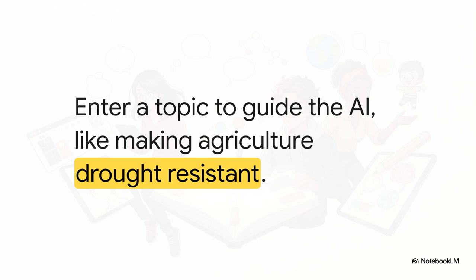Now, what's really interesting about this slide is just how much control you actually have. By default, the AI will just guess what you want based on your sources, but you can actually enter a custom topic to steer it. So instead of a super broad overview of El Niño, you can type in specific instructions like how agriculture can be made drought resistant. This gives the AI laser focus, ensuring your video hits the exact learning objectives you want.